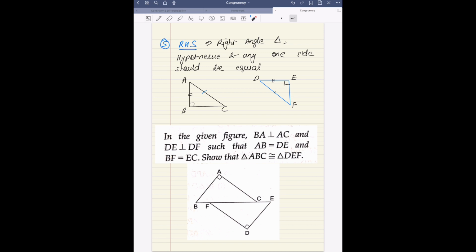In the given figure, BA is perpendicular to AC and DE is perpendicular to DF. Sorry, this is such that AB is equal to DE and BF is equal to EC. So these two are equal, given. Show that triangle ABC and triangle DEF are congruent.